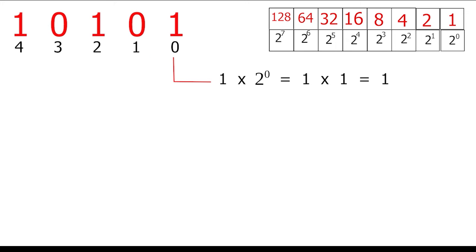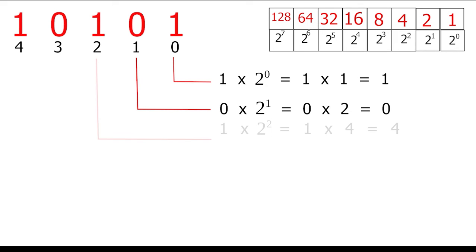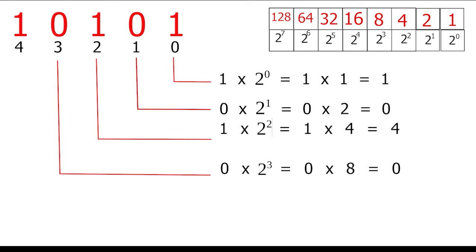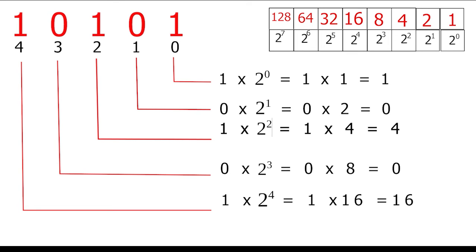And bit 1 or digit 1, in this case 0, multiplied by 2 to the power of 1, so it's gonna be 0 times 2, and that is 0. Now, in bit 2, 1 times 2 to the power of 2 is 1 times 4, and that is equal to 4. Next, bit 3, 0 times 2 to the power of 3 is 0 times 8, and that is equal to 0. Digit 4 or bit 4, which is 1, multiplied by 2 to the power of 4, is 1 times 16. It is equal to 16.